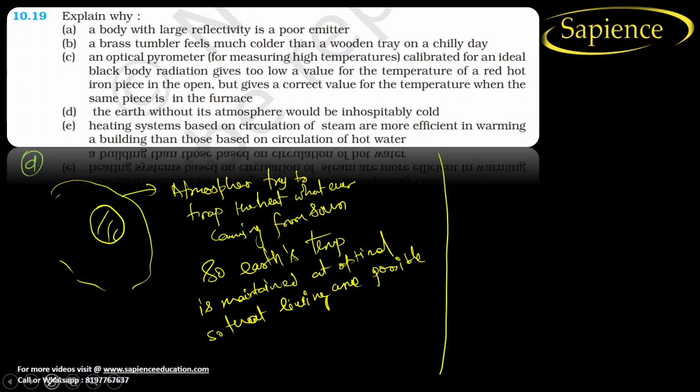Now there is another question. It is E. Heating systems based on circulation of steam are more efficient in warming a building than those based on the circulation of hot water. This happens because steam has extra latent heat of energy.